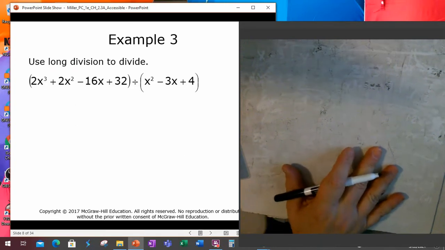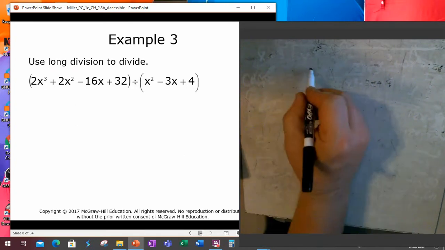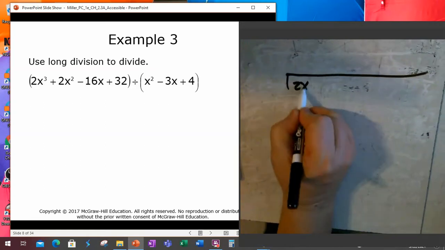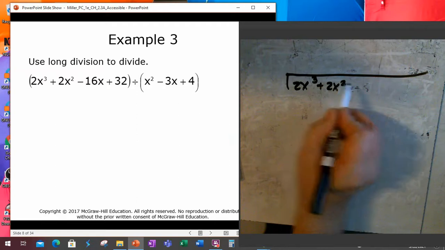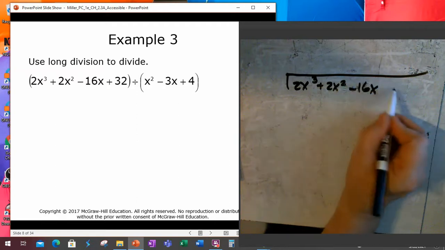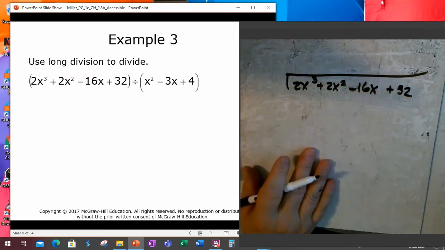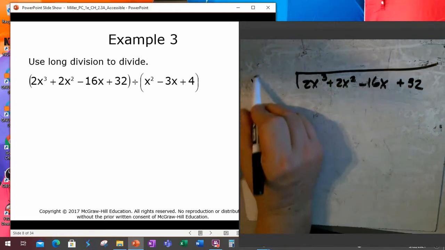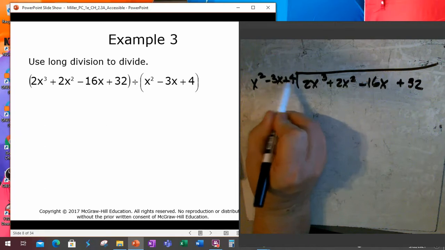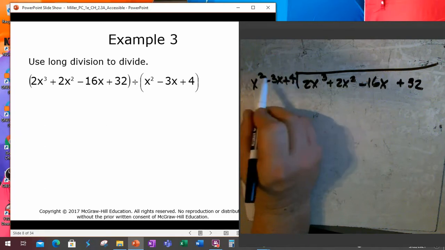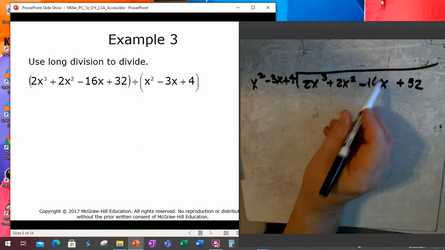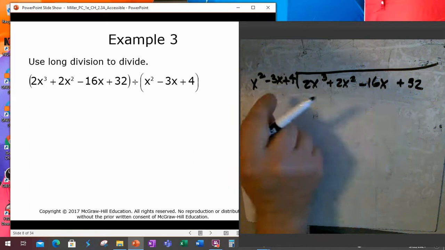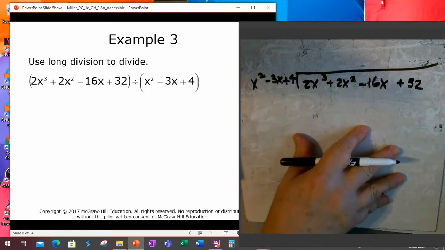So I want to do this long division to divide 2x cubed plus 2x squared minus 16x plus 32 divided by the divisor x squared minus 3x plus 4. And again, I want this to go down as well, 3, 2, 1, 0. If I was missing a term, I want a 0, because again, I want everything to line up.